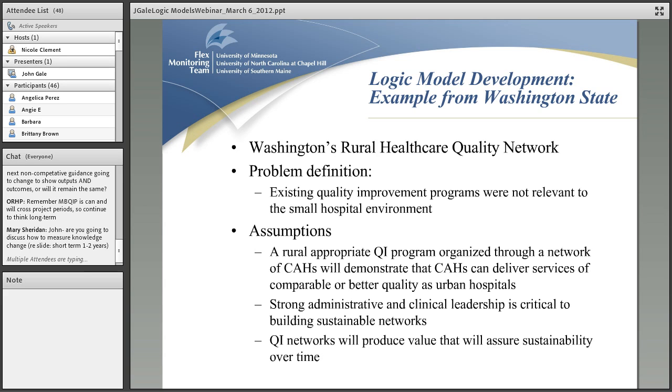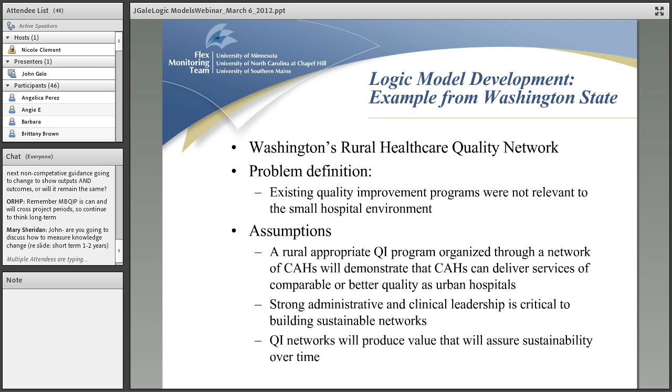And then when they sat down, their initial problem definition was that existing quality improvement programs were not relevant to the small hospital environment. Many of you have reached the same conclusion. That was the problem that they chose to address.